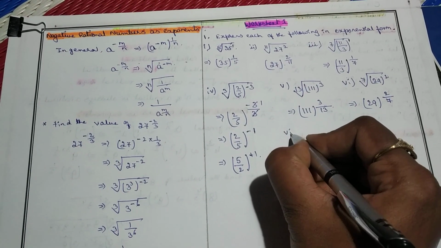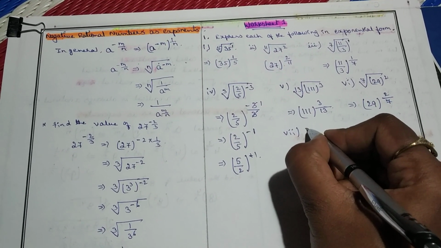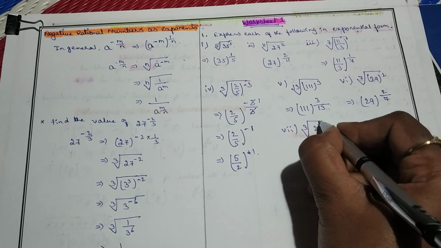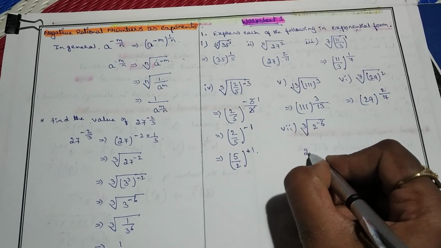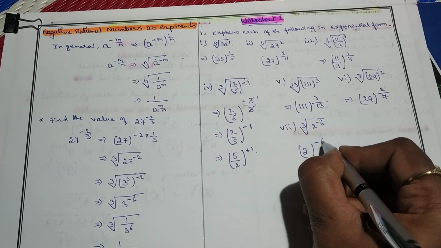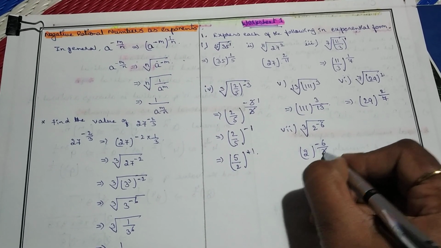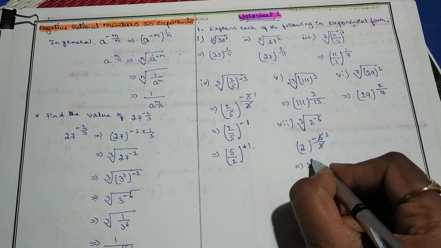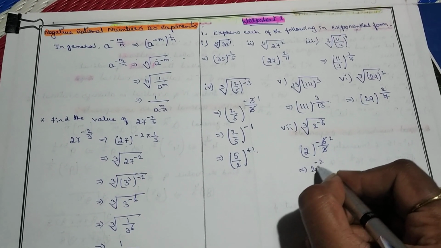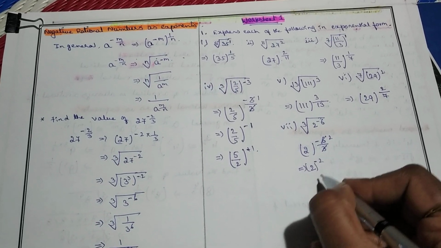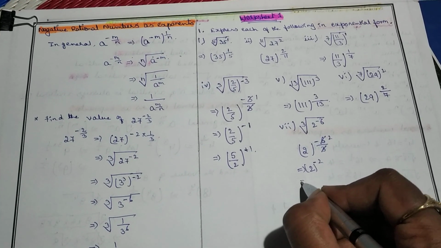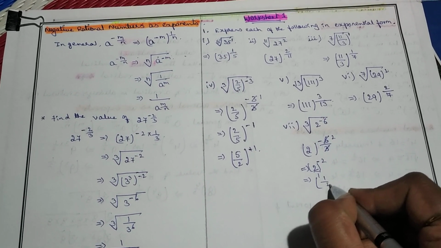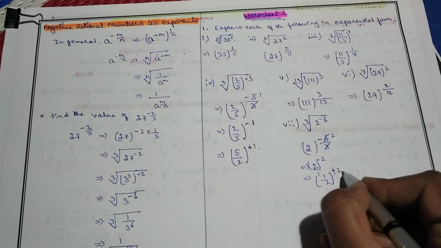I'll go with the seventh question now, that is cube root of 2 to the power of minus 6. Then 2 to the power of minus 6 by 3. Then 3 ones are 3, 3 twos are 6, so the answer is 2 to the power of minus 2. If you want the exponential to be positive, then take the reciprocal. It becomes 1 by 2 to the power of plus 2.